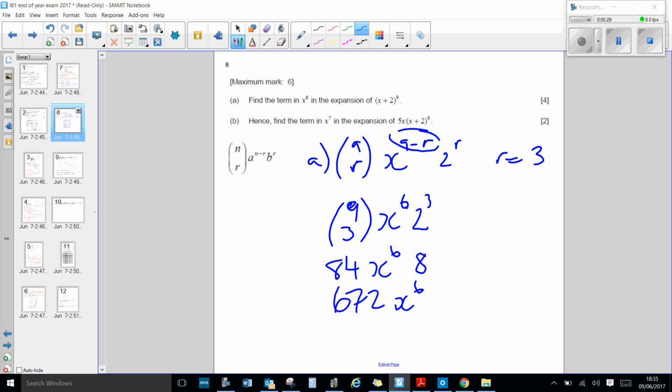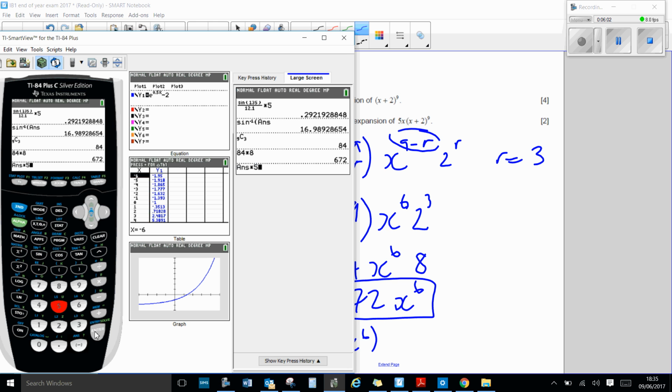Hence, find the term in x to the 7 of this expansion. Right. Well, if we're finding x to the 7, it means that we have to multiply this by 5x. That's the only way you're going to get x to the 7 for this expansion. So, it's 5x multiplied by 672x to the 6. So 5 multiplied by 672 gives 3360.